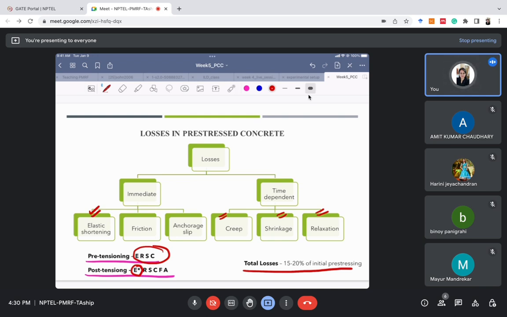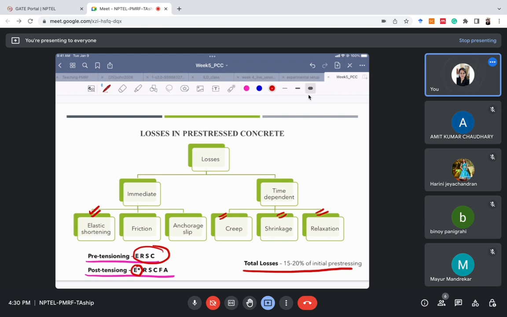First thing you should remember is what the different types of losses are, which of them are time dependent and which of them are immediate. Second thing is what are all the losses that can happen in pre-tensioning, and what are all the losses that can happen in post-tensioning. So in pre-tensioning, there are fewer losses possible, and the names are ERSC, that is elastic shortening, relaxation, shrinkage, and creep. So this is the way you should remember these things.